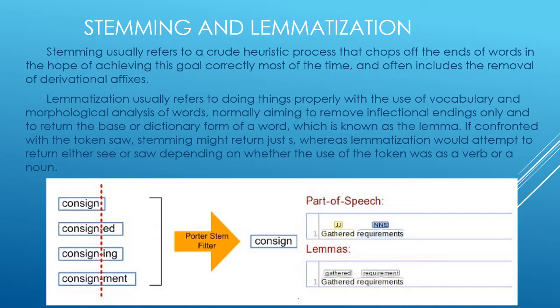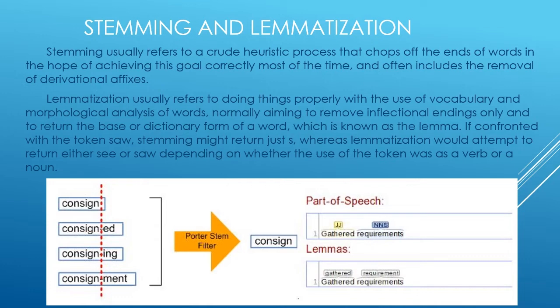Stemming and lemmatization. Stemming usually refers to a crude heuristic process that chops off the ends of words in the hope of achieving this goal correctly most of the time, and often includes the removal of derivational affixes.